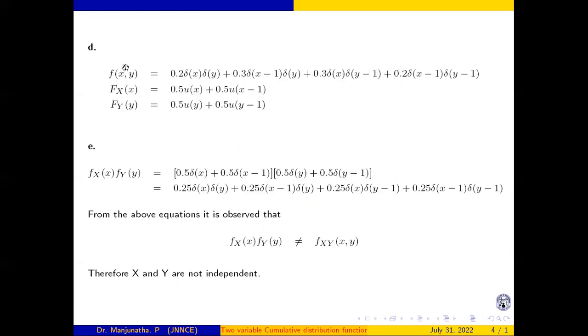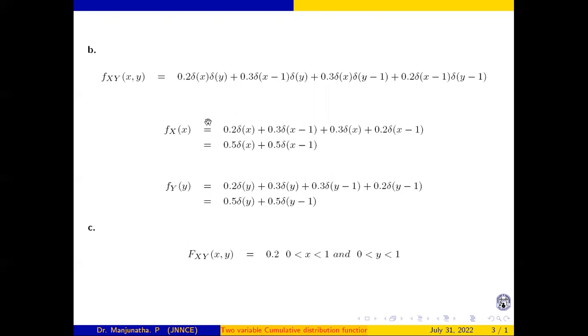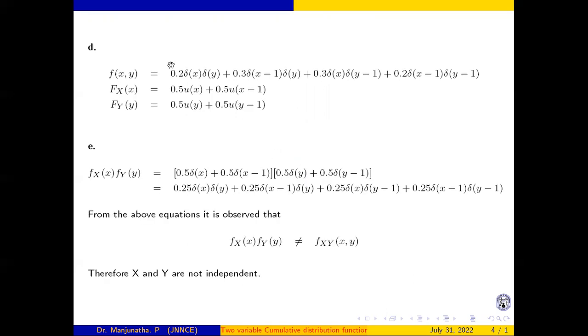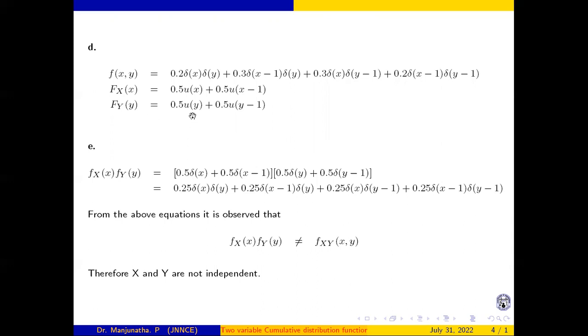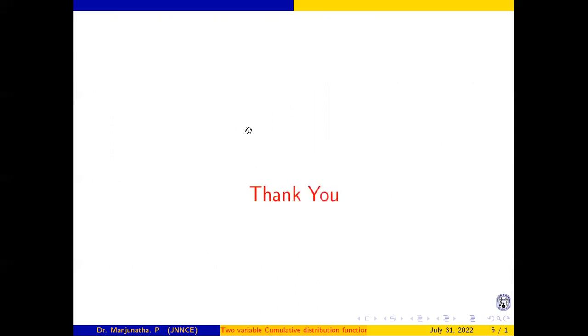This is the fxy. We already determined the fx of x, and the CDF for that is 0.5 delta x, 0.5 delta x minus 1, that is 0.5 u of x, 0.5 u of x minus 1. We already know the PDF of fx of x. From these two, we'll determine the CDF. And similarly for y, 0.5 u of y, 0.5 u of y minus 1.